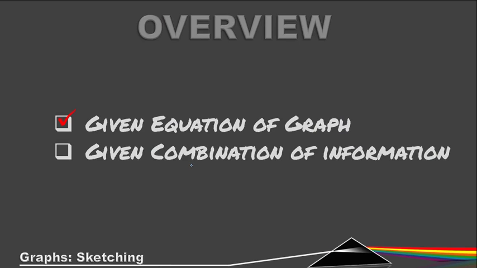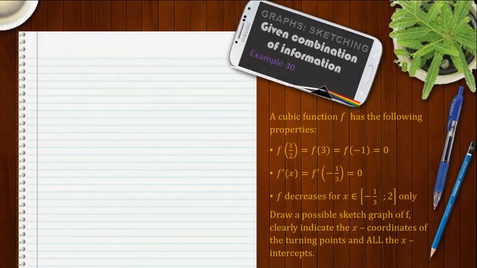Next, let's look at a combination of information when sketching a graph. Now, for example 30, it says a cubic function f has the following properties. f of a half is equal to f of 3 and is equal to f of negative 1 is equal to 0. Then the first derivative of f at negative 1 over 3 is equal to 0. And then it says f decreases for x between these two values only. Draw a possible sketch graph of f, clearly indicating the x-coordinates of the turning points and all the x-intercepts.